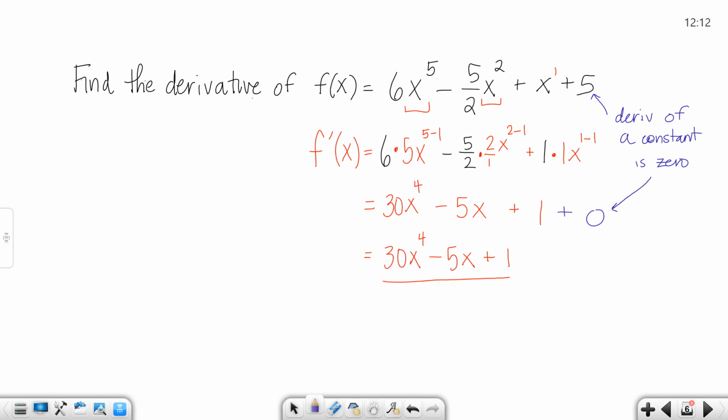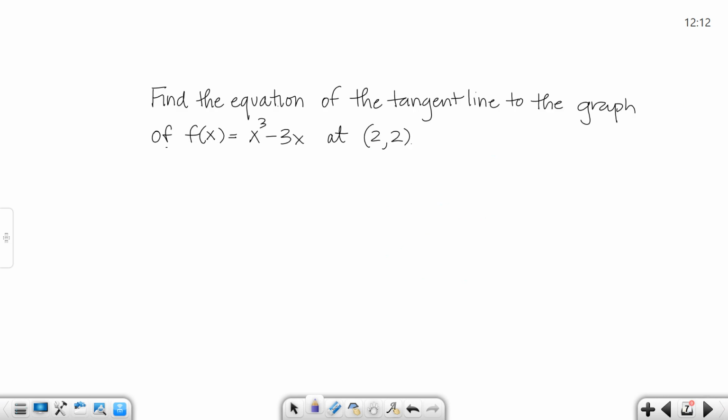Okay, so far in this section we've done the basic power rule. That was the main thing. But now we get a couple of applications in there. So for this problem, I ask you to find the equation of the tangent line to the graph of f of x equals x cubed minus 3x at the point 2, 2. Okay.